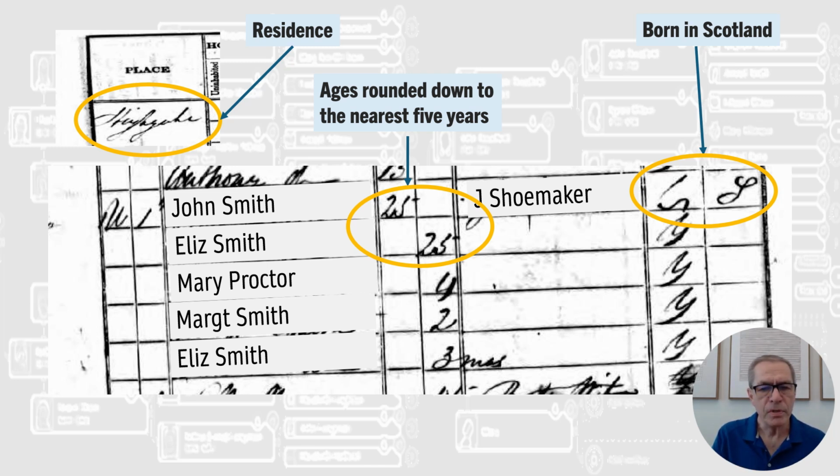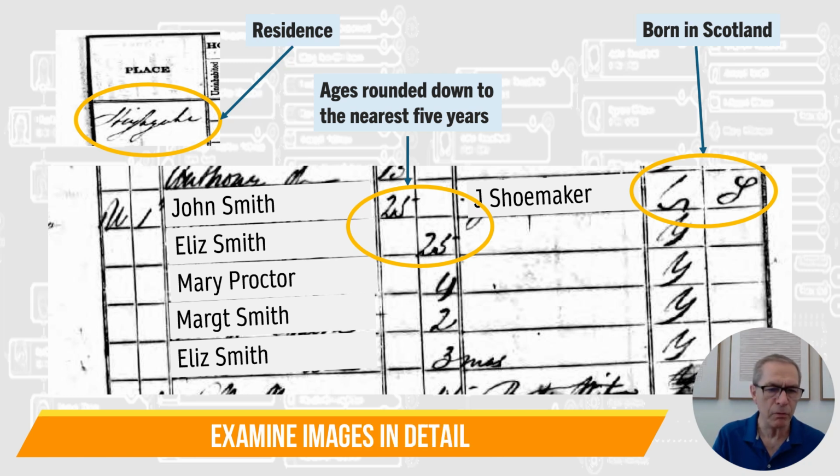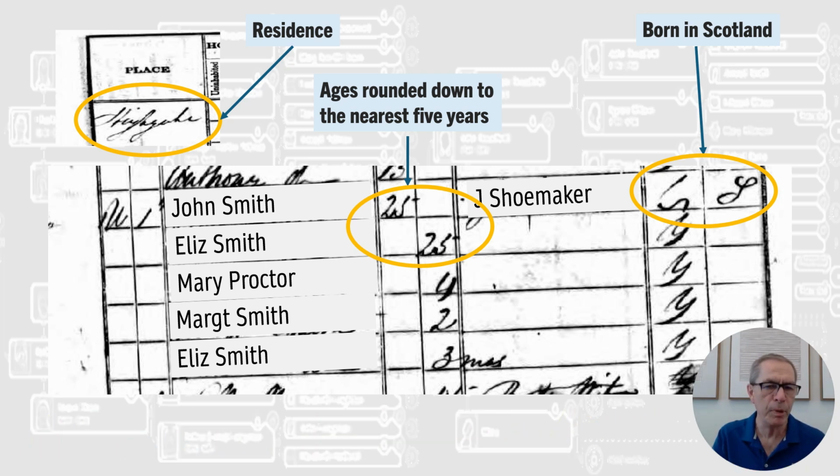Now, we always need to look at records in detail because there's a lot of interesting information here that we'll use later on. Number one is the residence, which in this case, the 1841 census is at the top of the page. And to the right far column, that S tells me that John Smith was born in Scotland.